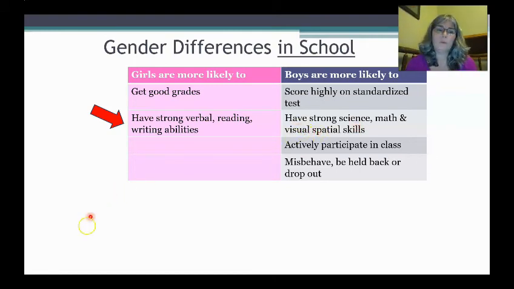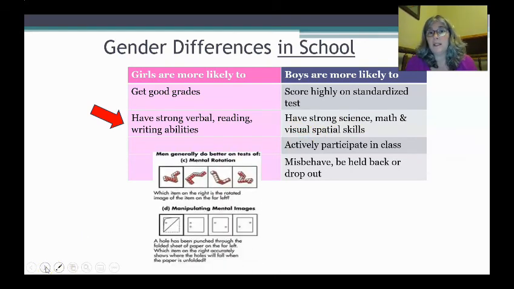Now, if you're not sure about visual spatial skills, I thought I'd show you one of the test questions on a typical standardized test that relates to visual spatial skills.